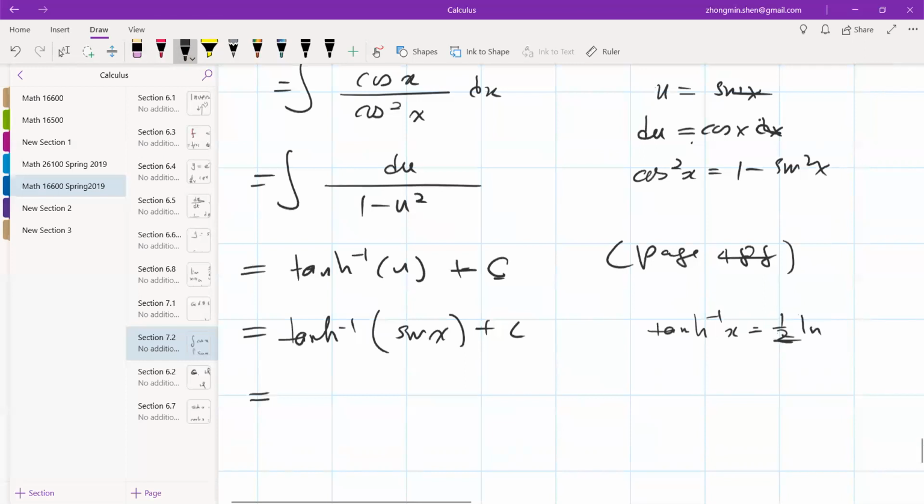It's going to be h log of 1 plus x over 1 minus x, and that is for x between 1 and negative 1, okay? So this is going to be h log of 1 plus sine x over 1 minus sine x plus constant.